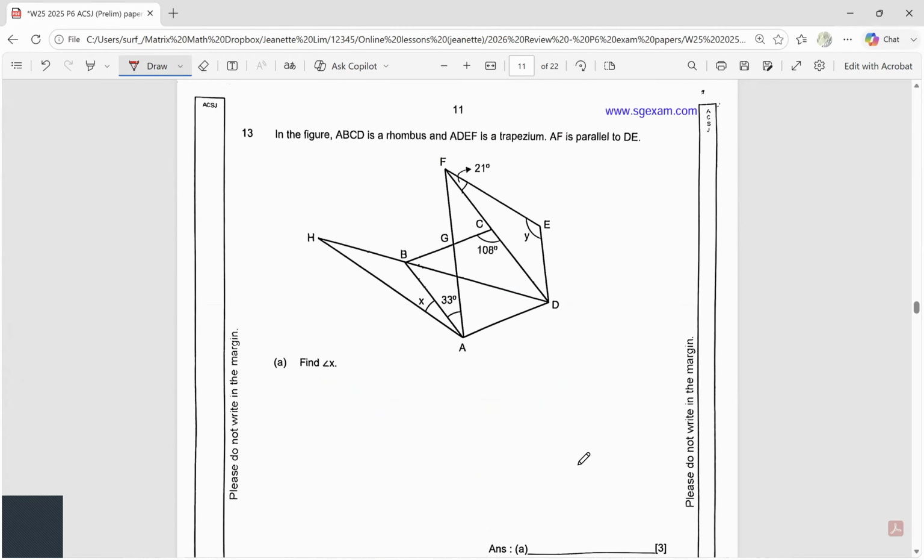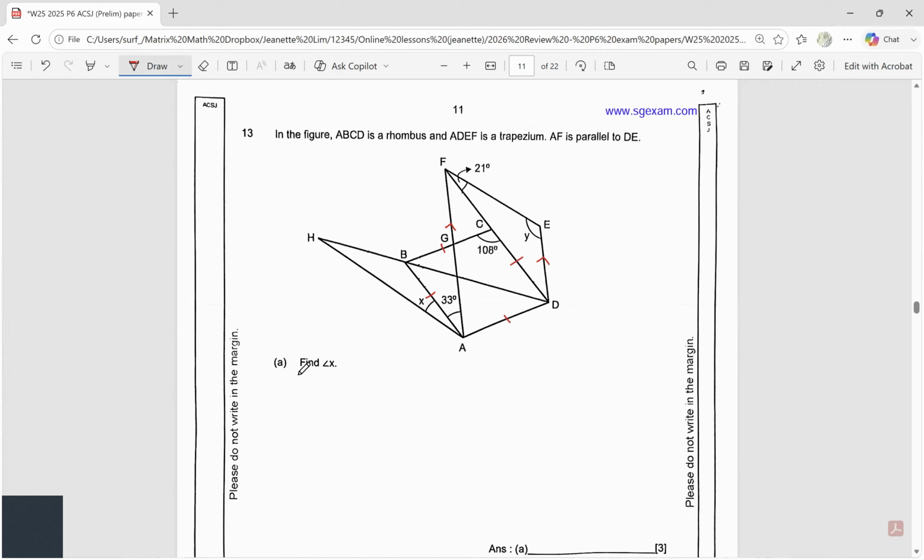Question 13. So in this figure, ABCD here is a rhombus. Then ADEF, okay, this is a trapezium, where AF is parallel to DE. Okay, then rhombus, important thing is they have equal sides.